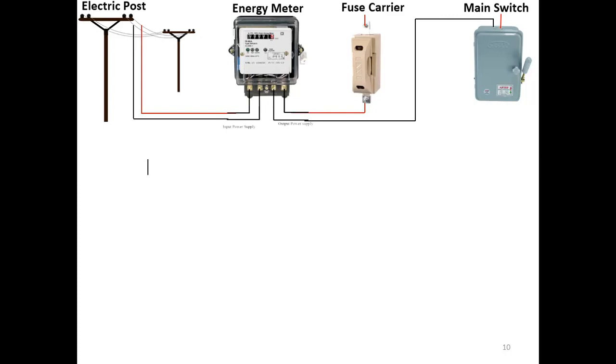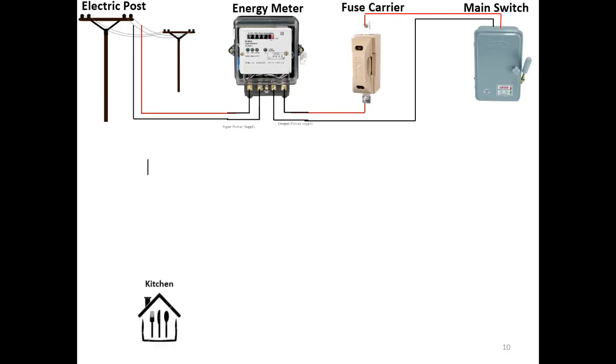So the phase terminal is connected to the fuse incoming line. Then from the output of the fuse it is connected to the main switch. So now phase and neutral, the two wires, are given to the main switch, right? So from the electric post we have taken two terminals through the meter and through the fuse carrier, then given them to the main switch. Now from the main switch we will discuss further, right?